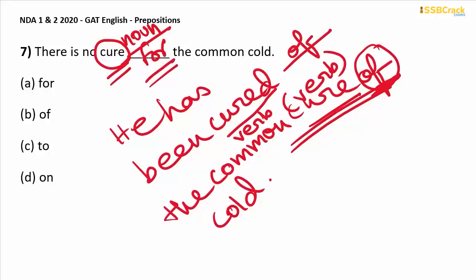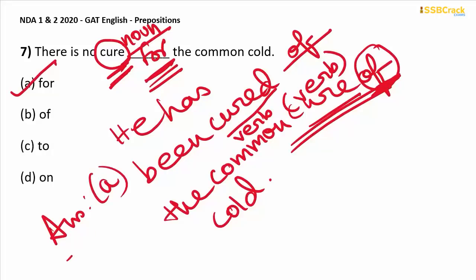So here you will use the preposition of. The correct sentence would have been, he has been cured of the common cold. But because here cure is used as a noun, it has to be followed by the preposition for. So the correct sentence will be, there is no cure for the common cold. So option A is your answer.